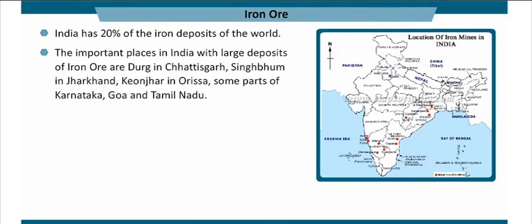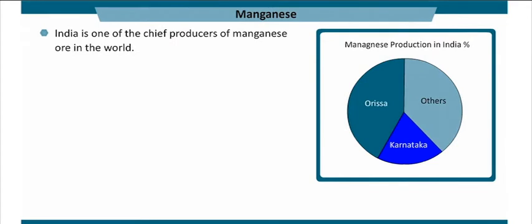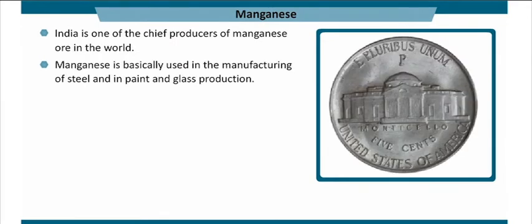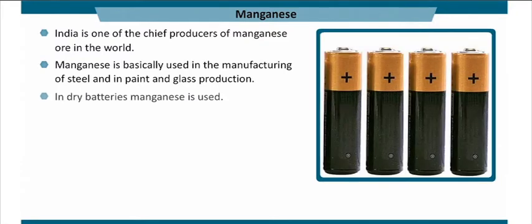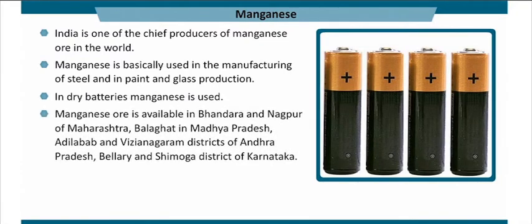The important places in India with large deposits of iron ore are Durg in Chhattisgarh, Singhbhum in Jharkhand, Keonjhar in Orissa, some parts of Karnataka, Goa and Tamil Nadu. Manganese. India is one of the chief producers of manganese ore in the world. Manganese is basically used in the manufacturing of steel and in paint and glass production. In dry batteries, manganese is used. Manganese ore is available in Bhandara and Nagpur of Maharashtra, Balaghat in Madhya Pradesh, Adilabad and Vizianagaram districts of Andhra Pradesh, Bellary and Shimoga district of Karnataka.